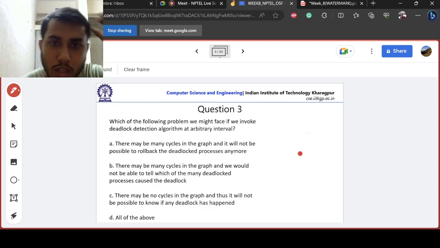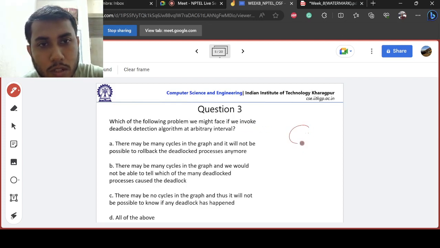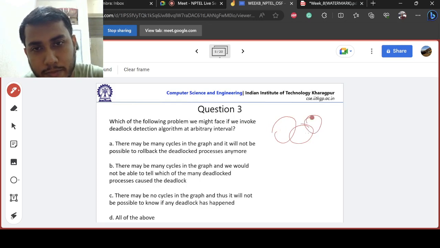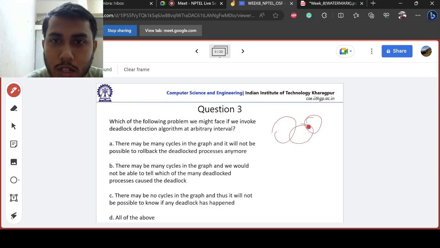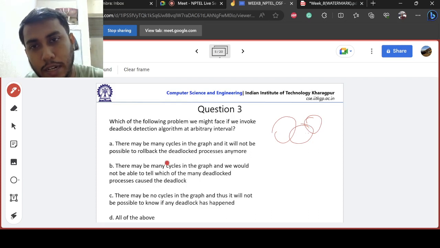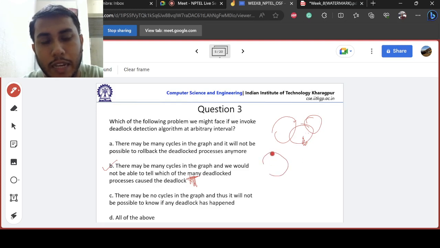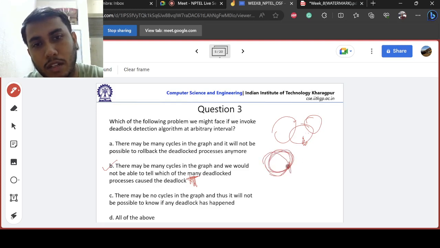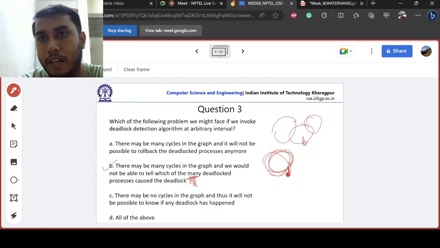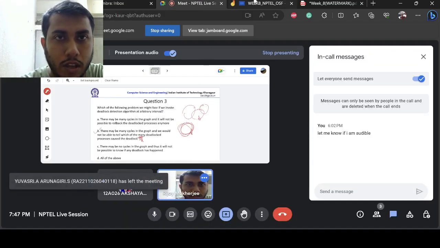So what you have is that there can be more than one cycle in the graph, and it will not be possible to tell which of the many deadlocked processes have caused the deadlock, right? So this will be the correct answer, because there will be more than one cycle, and you will not be able to detect which of the many processes have caused the deadlock, because every time you will get a particular cycle and you will say only these processes are in deadlock. You are not able to get all the processes that are in deadlock. Okay, so that is the issue.